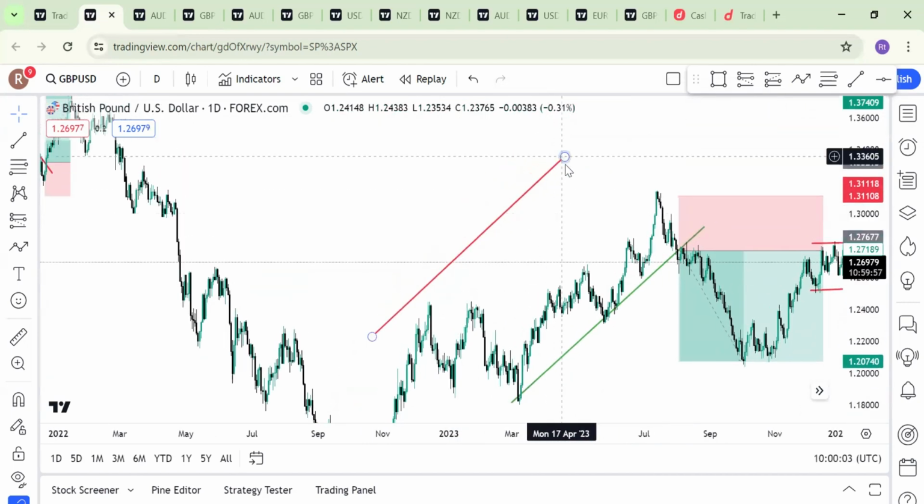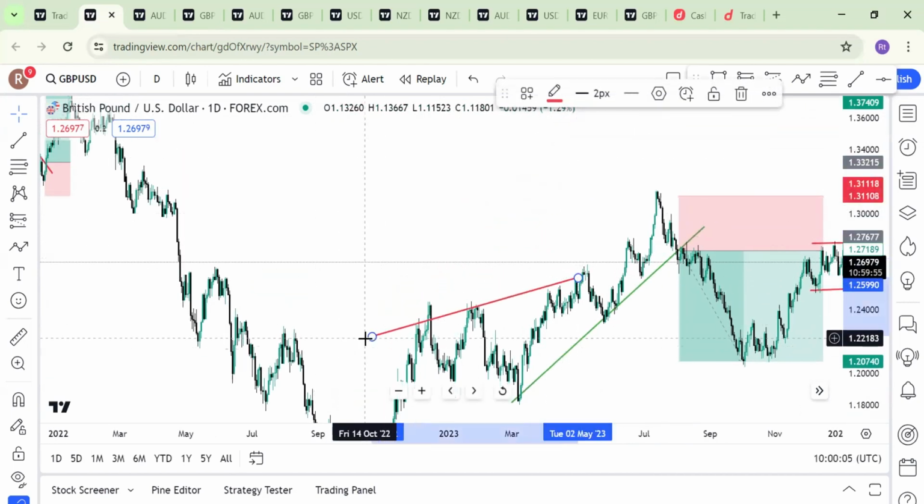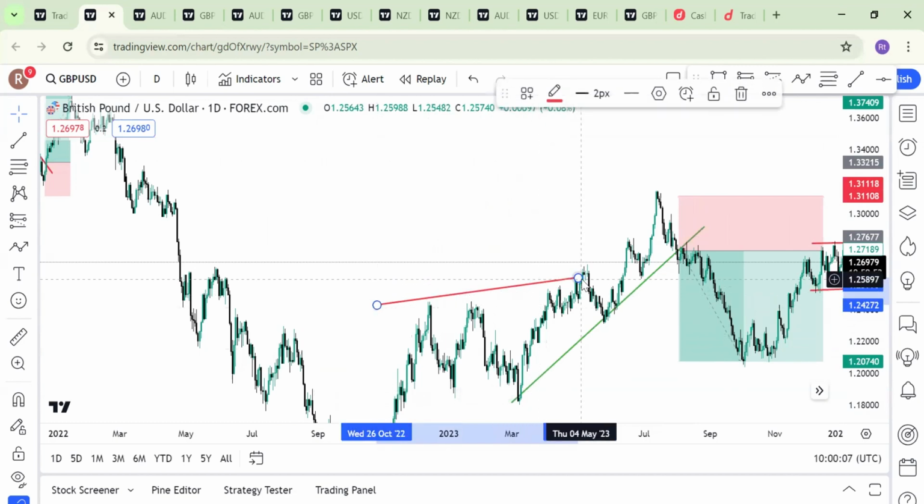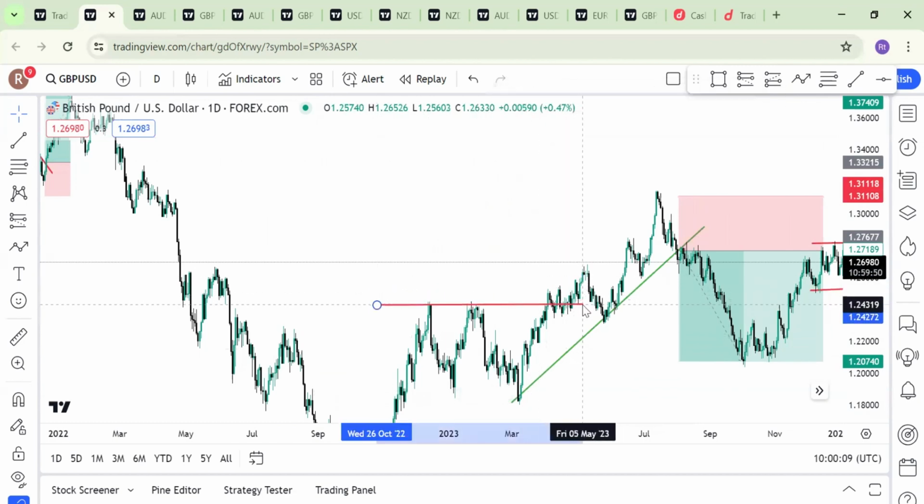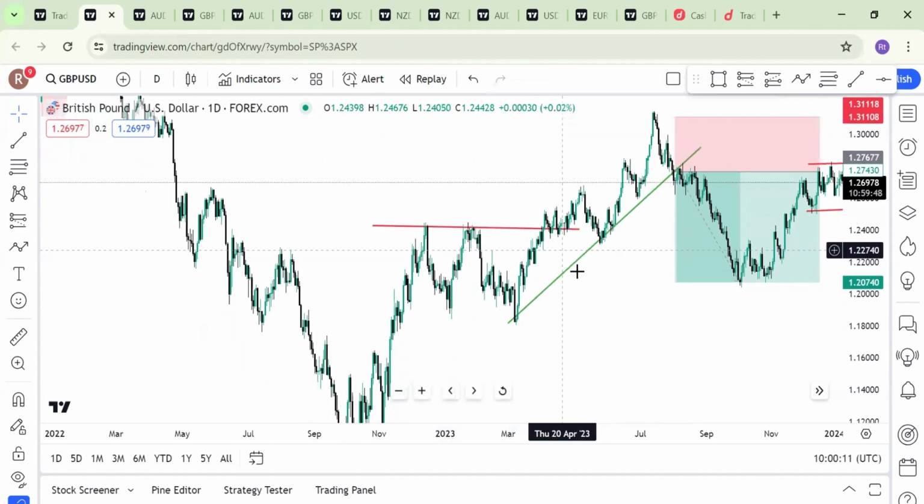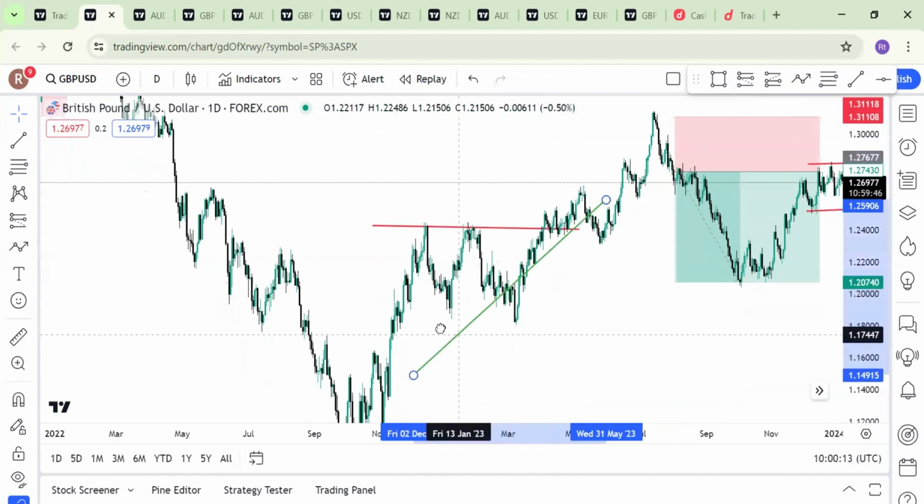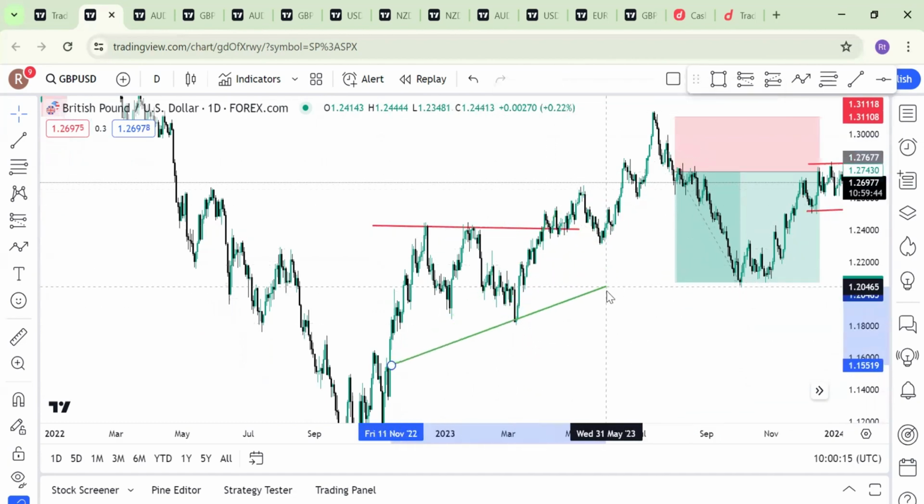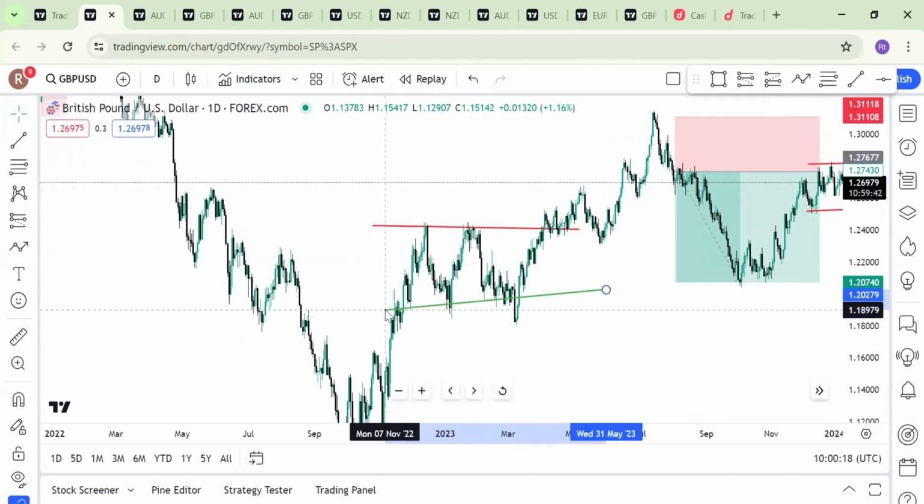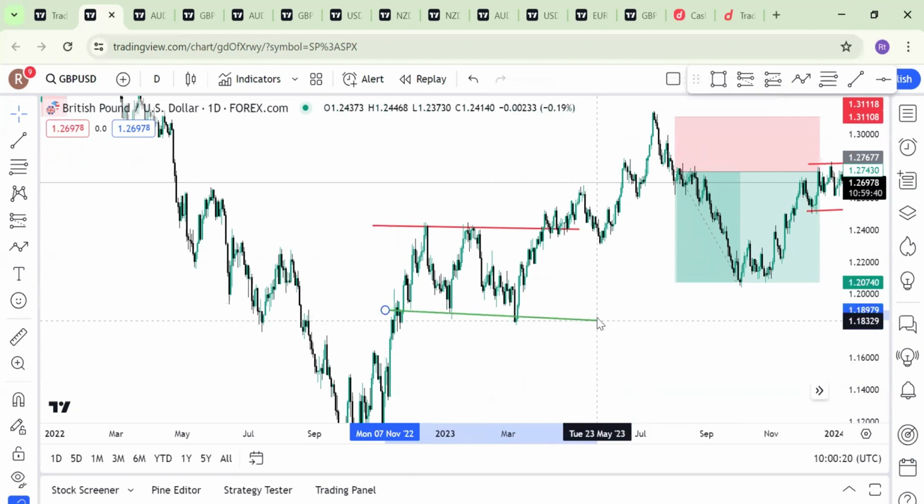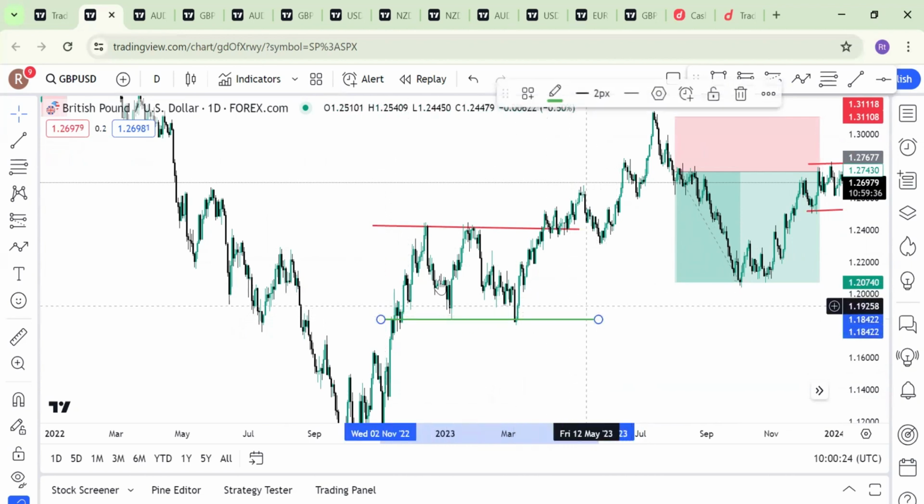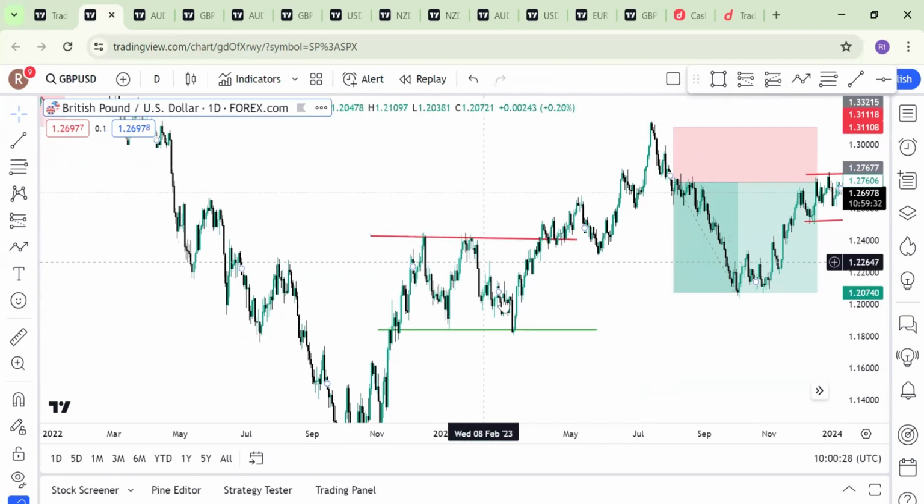Let me show you something very, very sweet. This now, this is a sideway flag. You can see the support and resistance. You can see the market goes like this, comes back and breaks to the upside, isn't it?